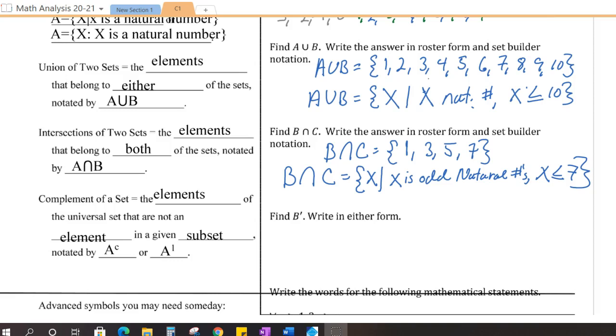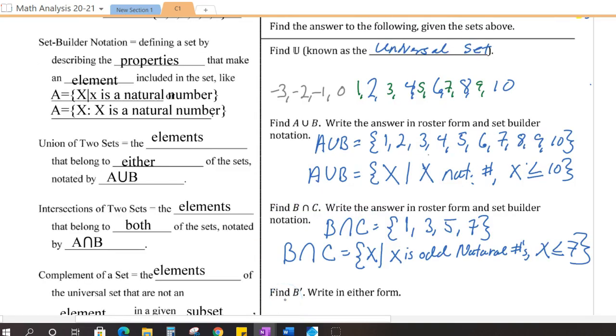Going back to our vocabulary, we have the complement of a set, or the elements of the universal set that are not an element in a given subset. It's notated A with a superscript C or A superscript prime. If we take a look at our problem, we have find B prime, right, in either form.